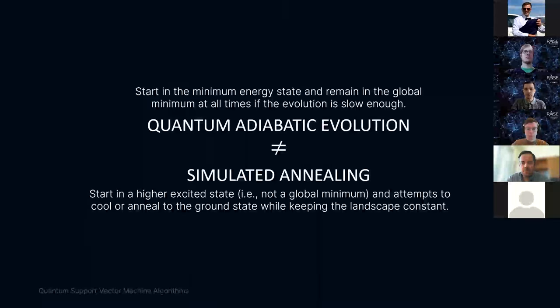So what is the main difference between these two methods? Well, as I mentioned, in simulated annealing, we go from a high energy to a low energy model where we keep the function constant and then we eventually arrive at the global minimum, at the global best, let's say. In a quantum adiabatic evolution, we always stay at the minimum energy if we are good enough to keep the system at the ground level. And we just vary the landscape, so the function we try to minimize, actually. So this is the main introduction to what adiabatic quantum computing is.